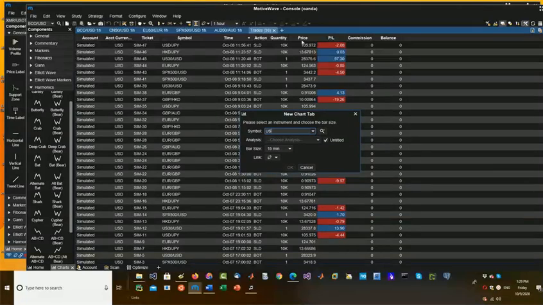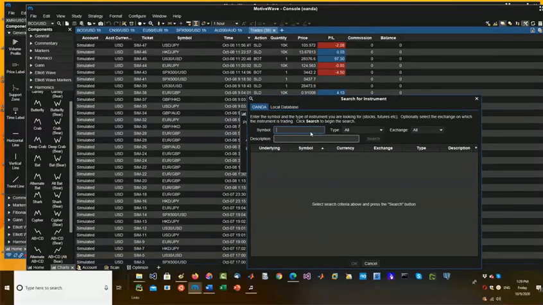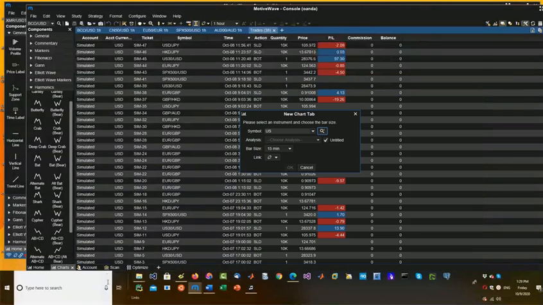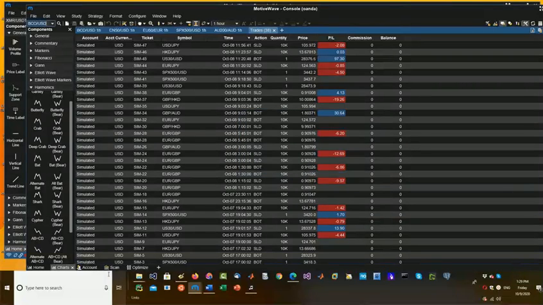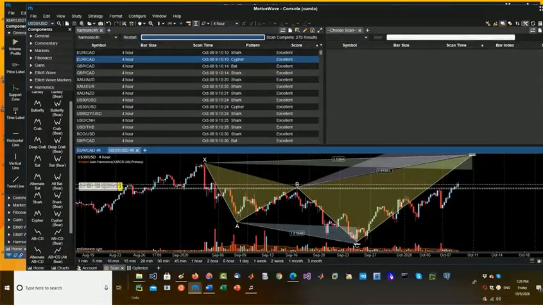US, was it 30? I can't remember the number. US 30. US, I think it's 30. Okay. Scan. No. I think it was under scan. Yeah, so we were trying to do US 30.